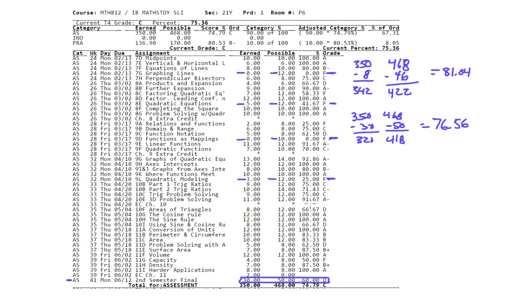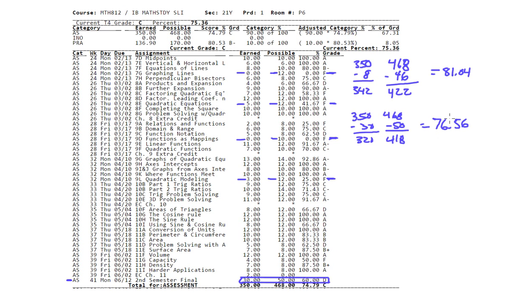So that's basically how you would calculate which ones you want to drop. Just find your low ones, and again, even if we had a 25% in here, even though that's a lower percent, this 5 out of 12, this 41.6%, is going to be a better one to drop because it's worth more points. So you can go through and calculate that out.